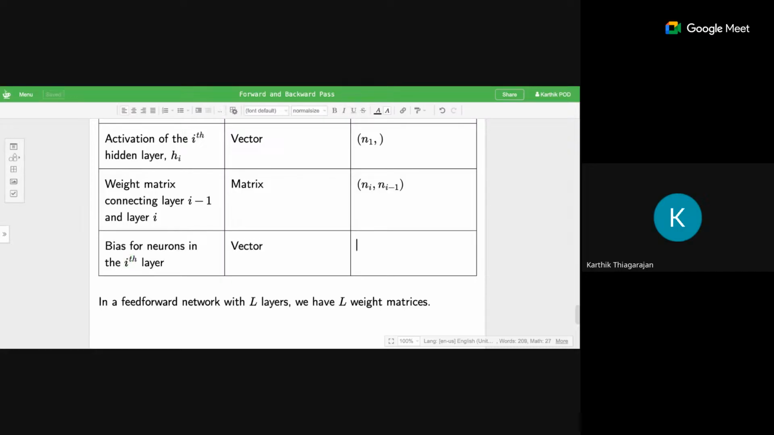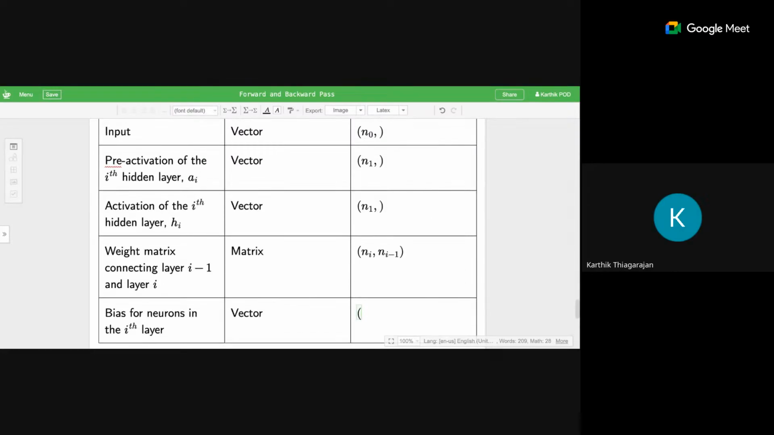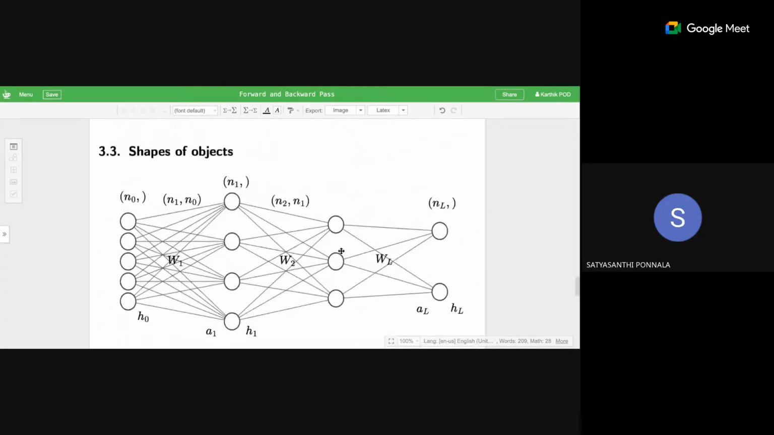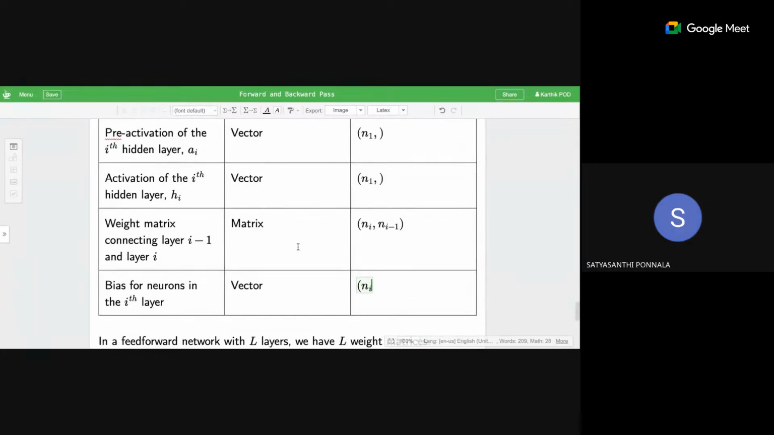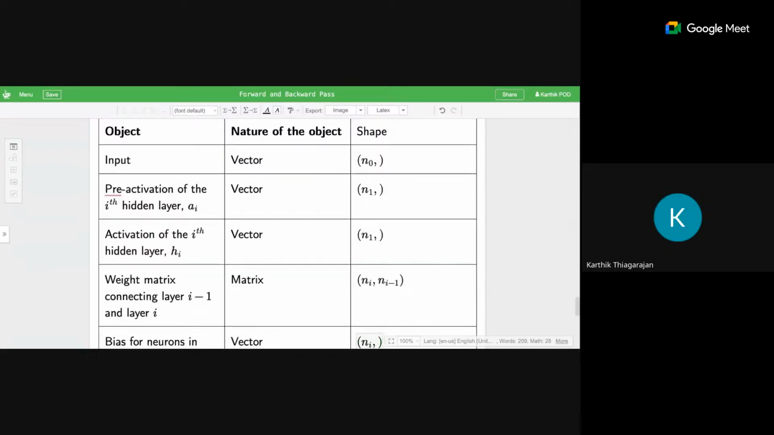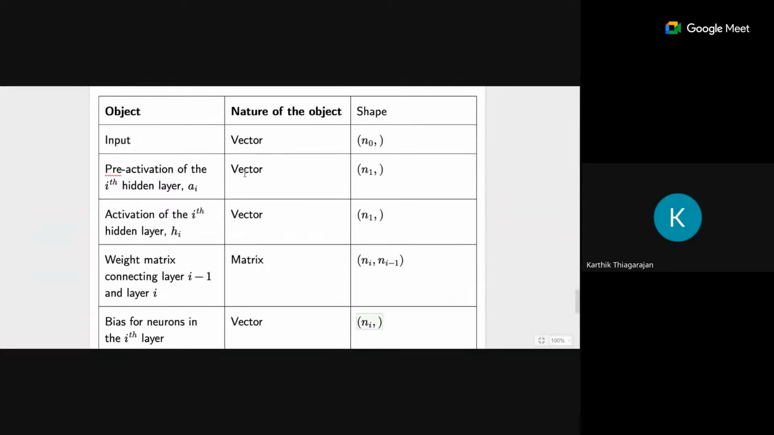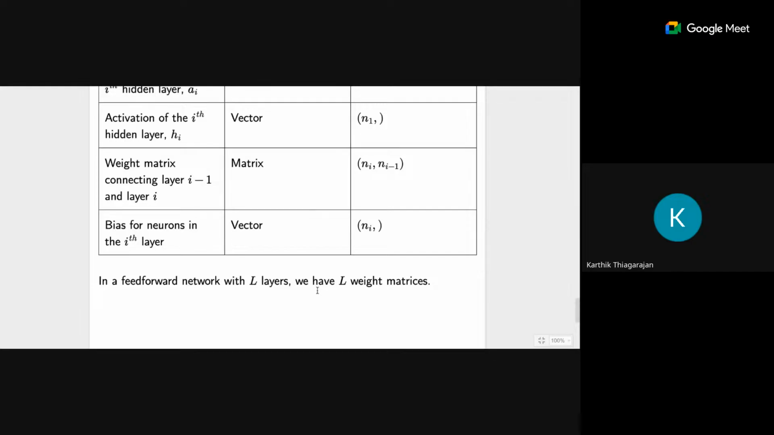So this is a vector, and we are going to call this b_i. What will be the shape of this for the ith layer? First layer, second layer... N_i, right? Because you have as many biases as neurons. So this is N_i. These are the objects needed for us to compute the forward pass. You have the input, and the output is nothing but the activation of the last layer, right?